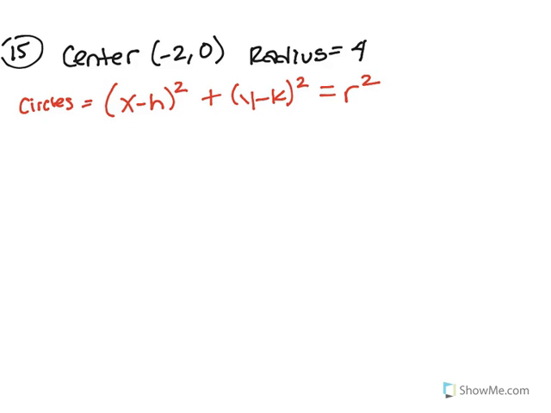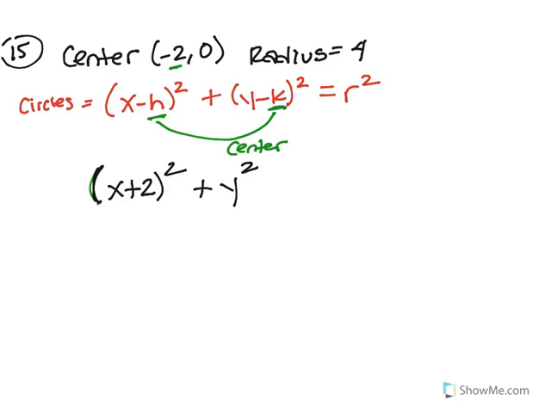So H and K represent the center. And it is the opposite when it's in parentheses. So whatever your center is, it's going to be the opposite when you stick it in there with X or Y. So if we're doing the X, it was negative 2, then you're going to have in parentheses X plus 2 squared. Keep in mind it has to be the opposite sign. Now our Y is 0, so there's no point in me putting Y plus 0 squared or Y minus 0 squared because 0 is neither positive nor negative. So we're just going to say Y squared.